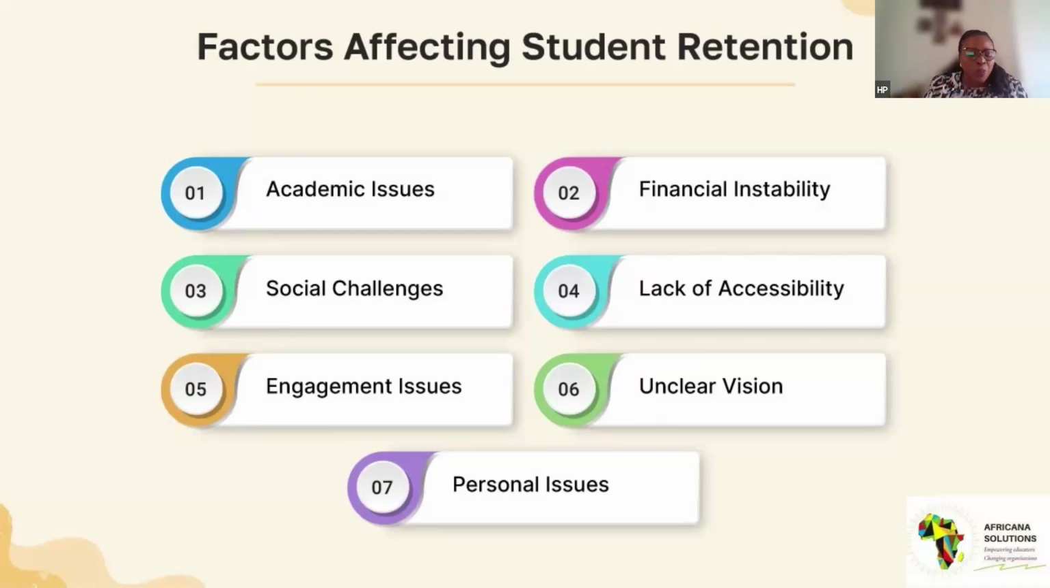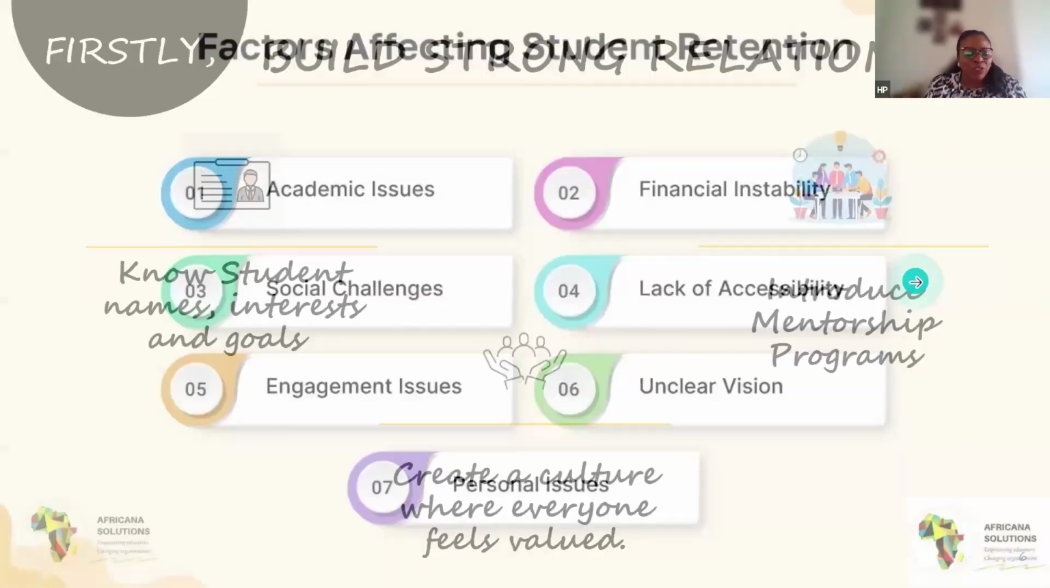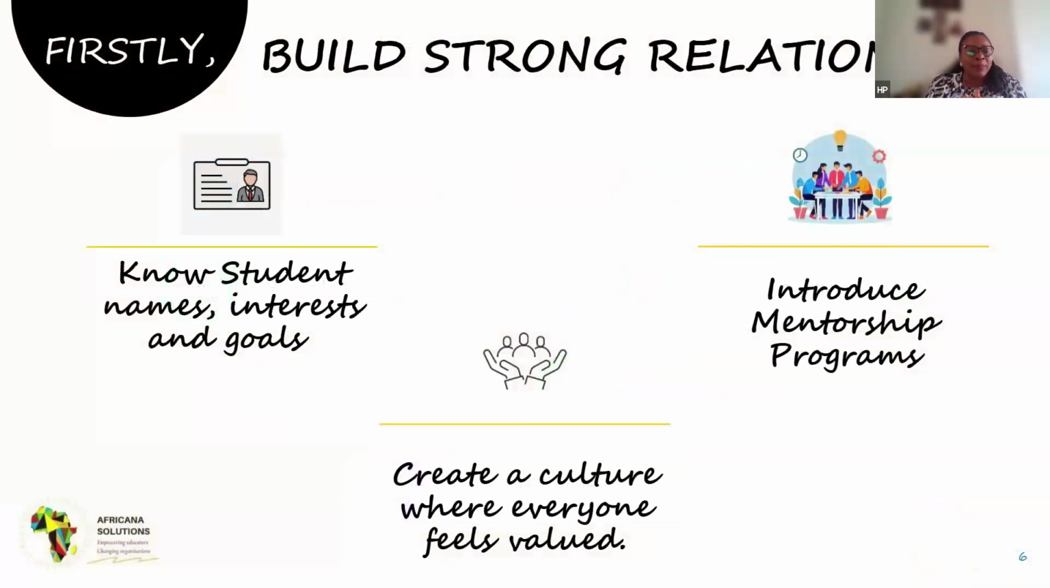Now, how do you build strong relationships? The first thing you have to do is know your students' names. Know your students' names. Students like it. When they walk into the school, you can call them by their names. Know what their interests are. Know what their goals are. That way, they want to wake up in the morning and come to school.